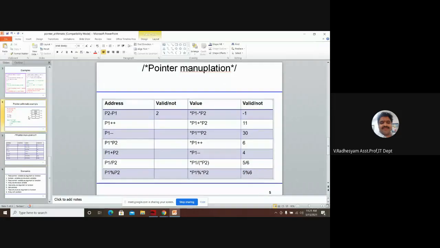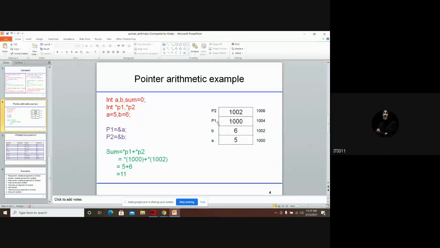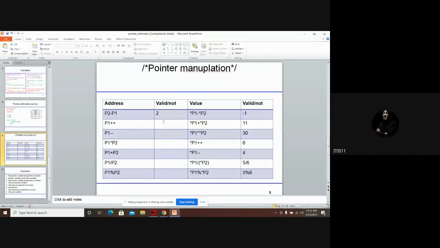What is P1 plus plus? P1 is 1000, so P1 plus plus is 1001. Yes. And P1 minus minus is 999. Yes.